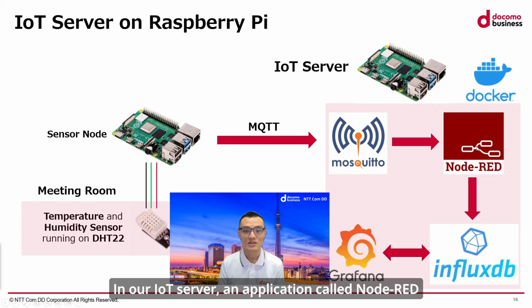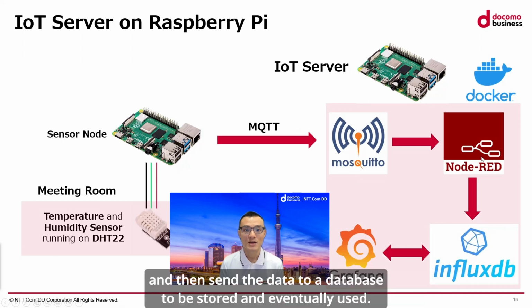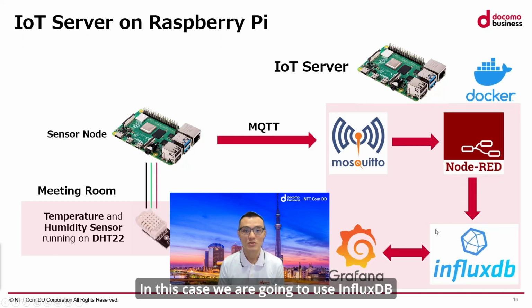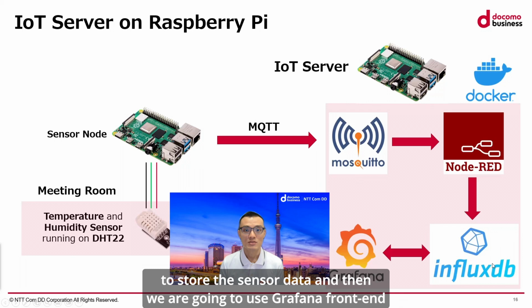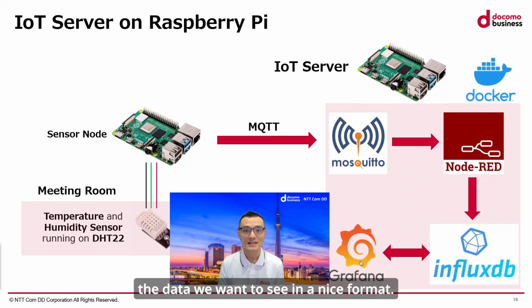In our IoT server, an application called Node-RED will be the subscriber and interpret the JSON message data, and then send the data to a database to be stored and eventually used. In this case, we are going to use InfluxDB to store the sensor data, and then we are going to use the Grafana front end, which is going to query the database in order to display the data we want to see in a nice format.